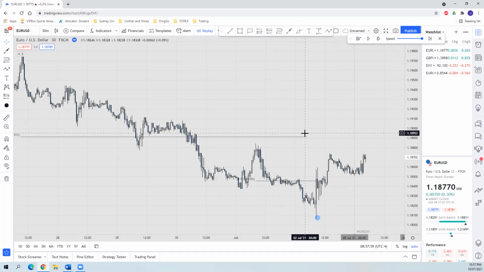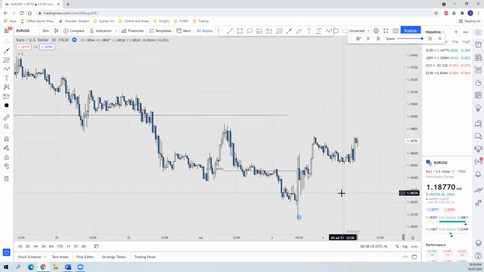So now this is our range, you're right. But we should know where price is originating from. This move was originating from here. I hope it's clear.